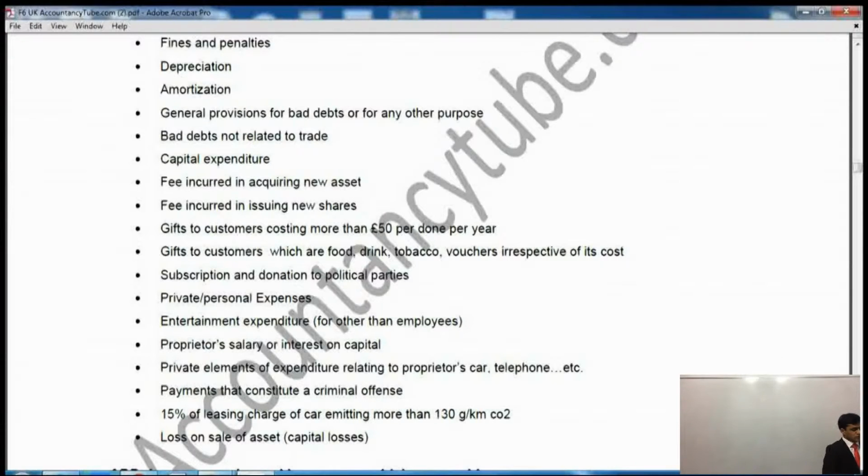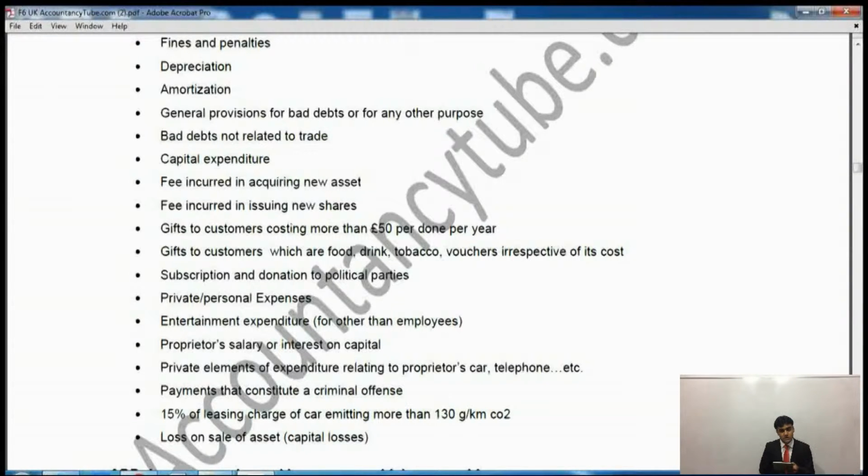Gifts to customers which are food, drink, tobacco will also be added back. Subscription and donation to political party, private and personal expenses, entertainment expenditure. Now this is entertainment expenditure not for employees. So if it is entertainment expenditure for the employees, then it will not be added back. So only the entertainment expenditure to third parties will be added back. Please remember. It says proprietor's salary, the owner's salary, or interest on capital, private elements of the expenditure relating to proprietor's car, telephone, etc.